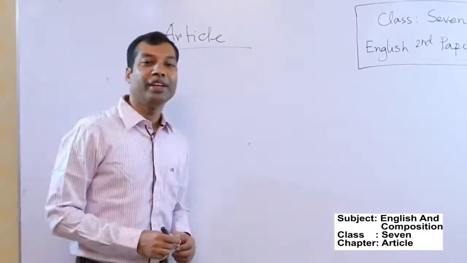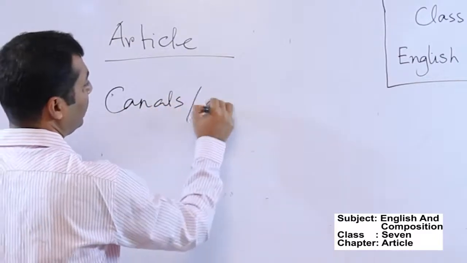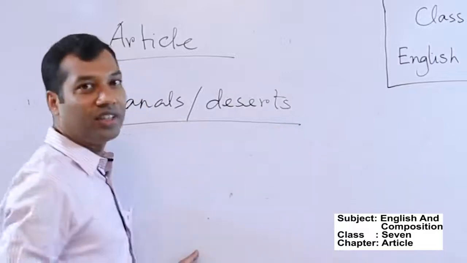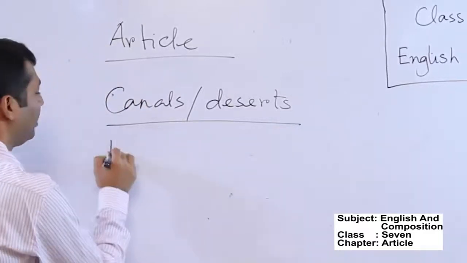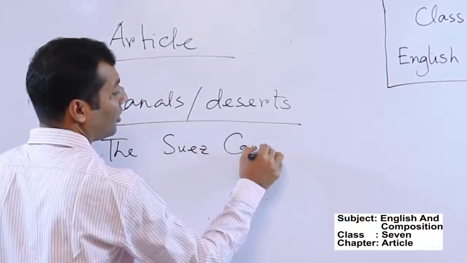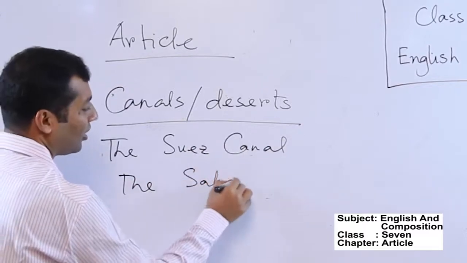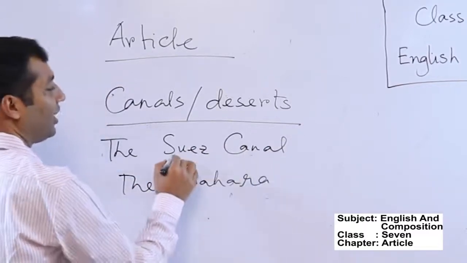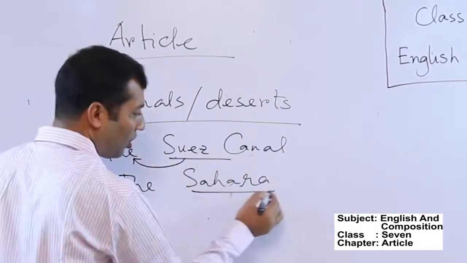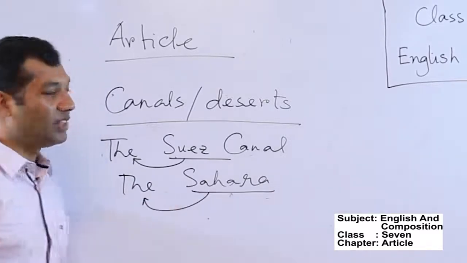Before the names of any canals or deserts, we need to use the article the before them. For example, the Suez Canal, the Sahara. So this is the name of a canal and you need to use the article the, and this is the name of a desert and you need to use the article the before them.